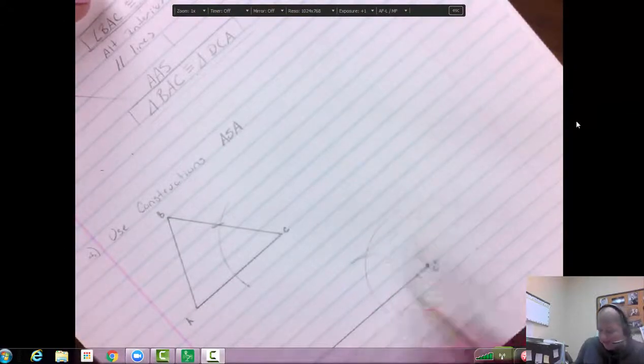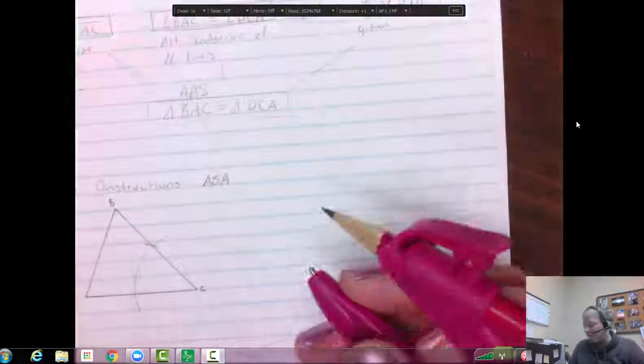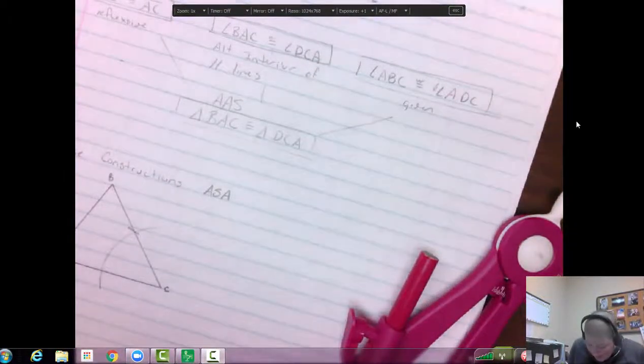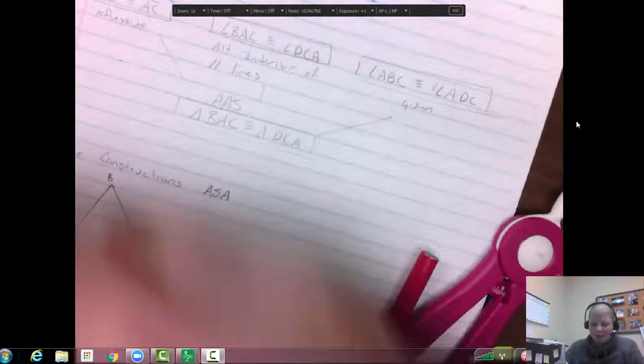My compass is kind of being silly. Okay, so let me do it again. I like this compass because it doesn't require me to twirl very much, but maybe I'll use my other one. All right, so then from here, I'm going to mark that distance.